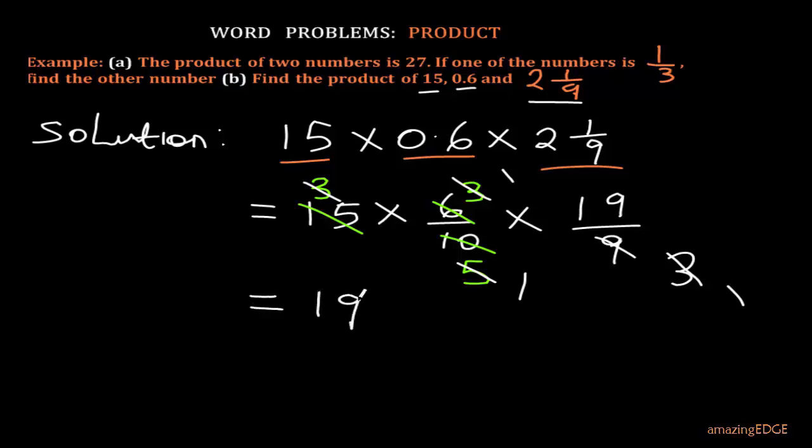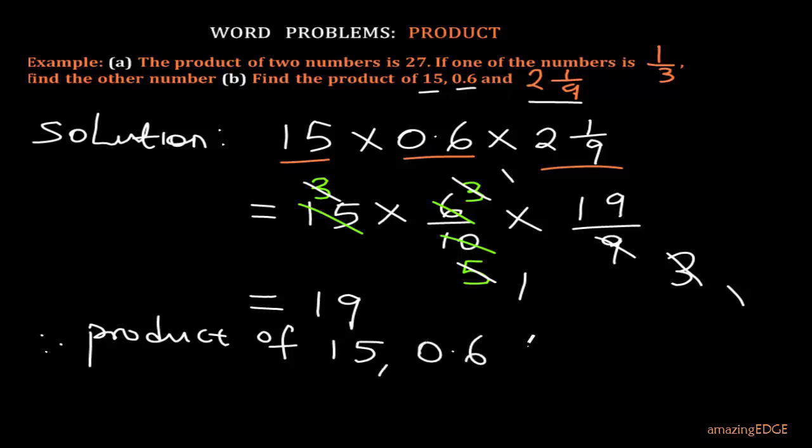So what have we done? We have done that the product of the three numbers is 19. So therefore the product of the three numbers, that is 15, 0.6, and the two whole number 1/9 is 19. So we have this as our result, and that's what we have.